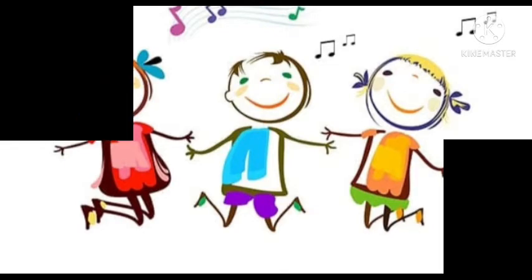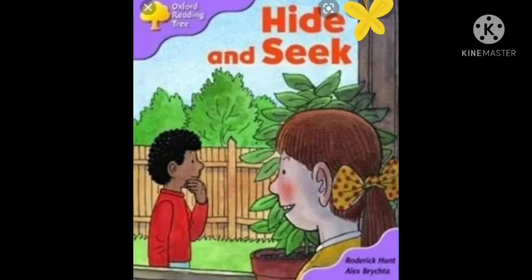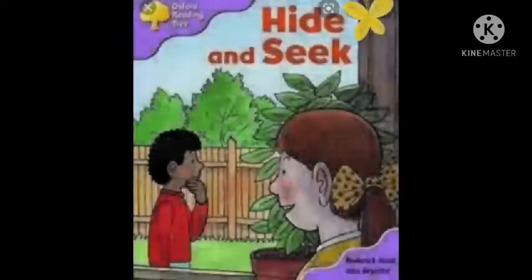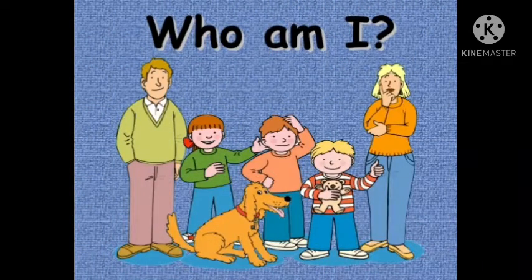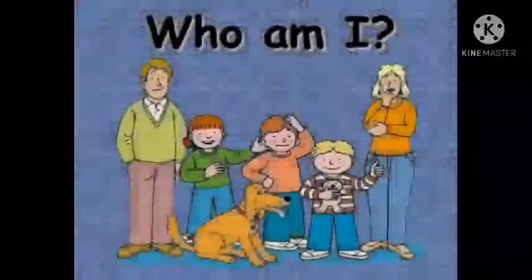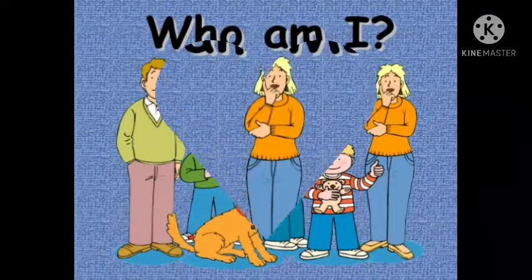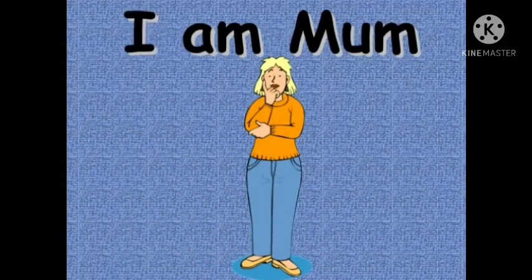My dear students, today we're going to read the reader Hide and Seek. First we will do the introduction. In this reader, we will learn about the following characters like Mom.